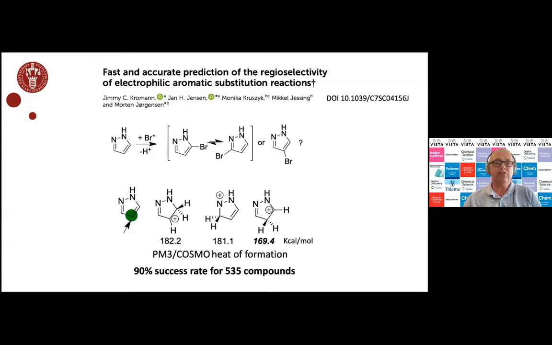We chose one particular level of a semi-empirical method and also a choice of solvent. We found these parameters based on a data set of about 100 molecules, or reactions, and then we applied it to about 400 more, and based on this, we had a success rate of about 90% or so. This was back in 2018.